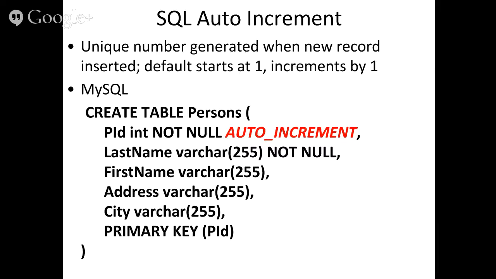So this is how you would do it in MySQL. You would say that this is auto-incremented. By default it starts at 1 and increments by 1, so it's 1, 2, 3, and so on and so forth. But you can change it. You can say, well, start at a different starting point and then increment by 10, say. So you can start at 100 and then increment by 10. So it's 100, 110, 120, and so on and so forth.